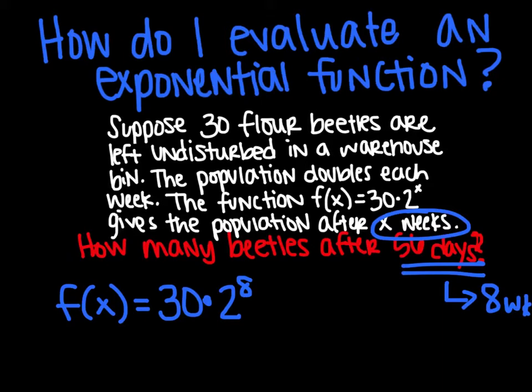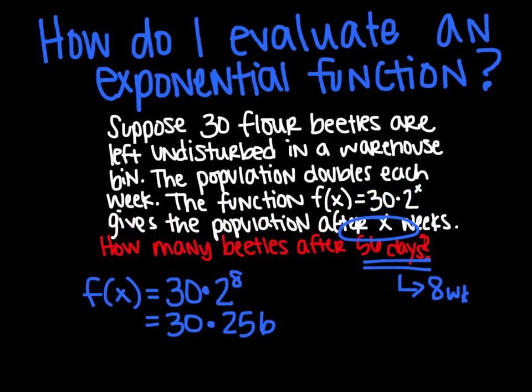And then you evaluate this a little bit more, so we have 30 times 2^8. Order of operations: we have to do exponents before we do multiplying, so 256. And last but not least, we multiply that together, and we get the answer of 7,680. So there will be 7,680 beetles after 56 days, which is really gross because that's a lot.